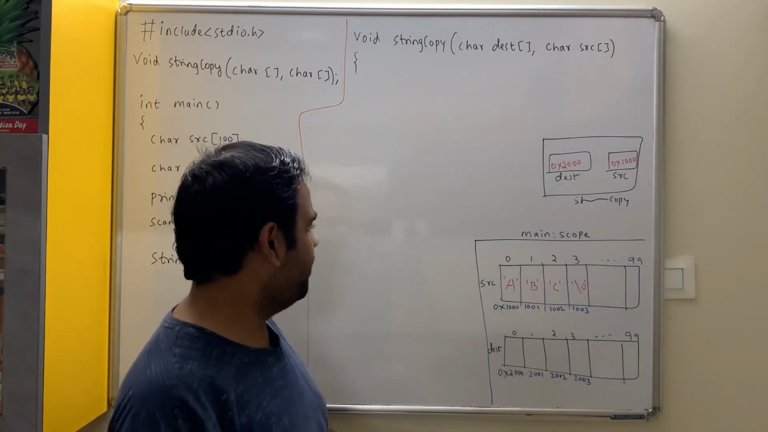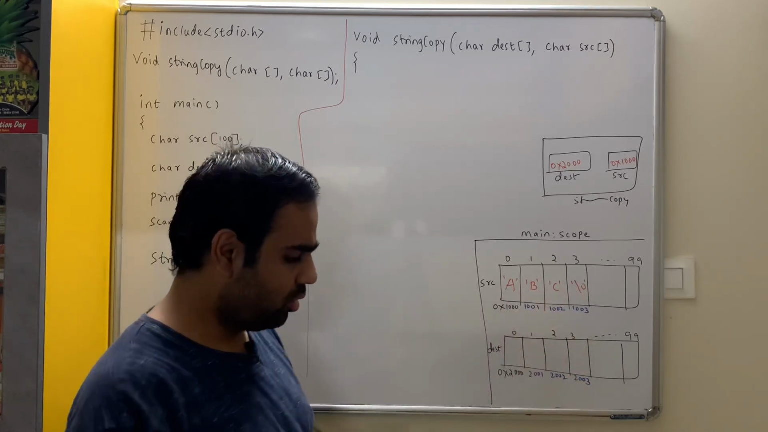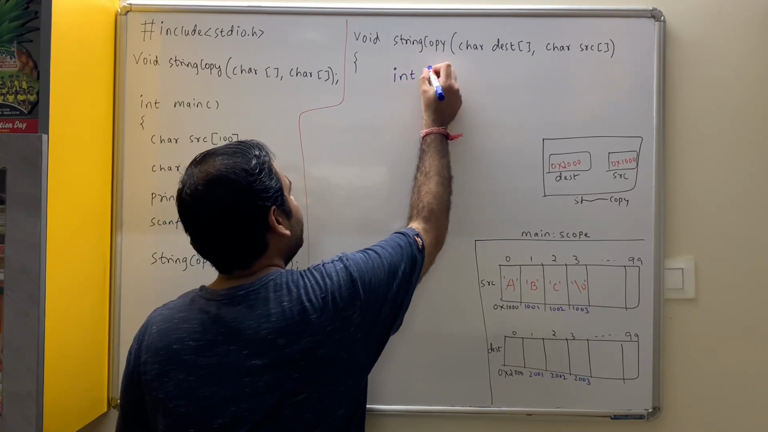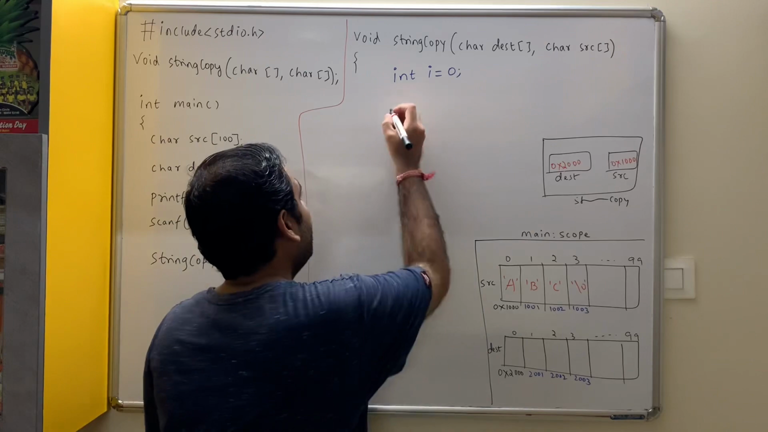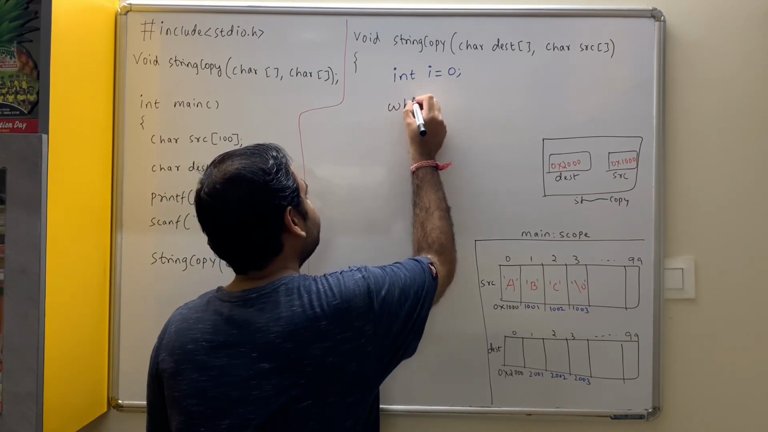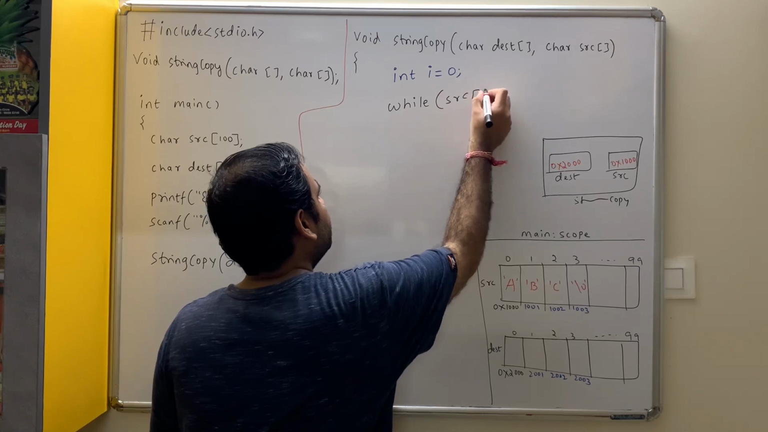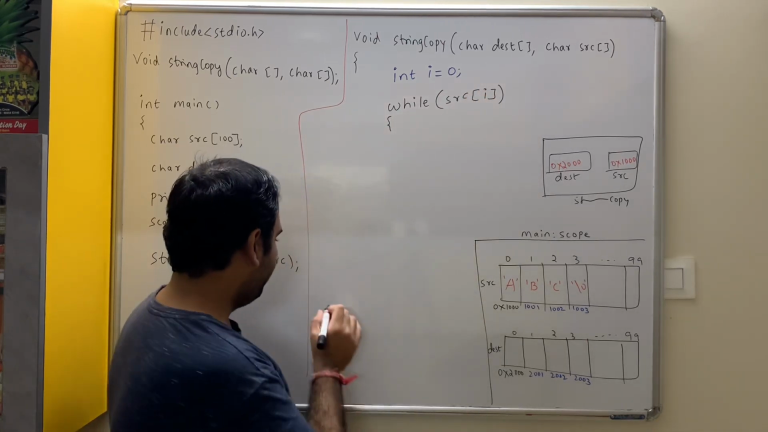Now what we have to do is, till we reach the null character of the source, go on copying it, and it starts from index 0. Hence we say int I is equal to 0. Right, now what do I write? While source of I is not equal to null character. Now what is source of I?